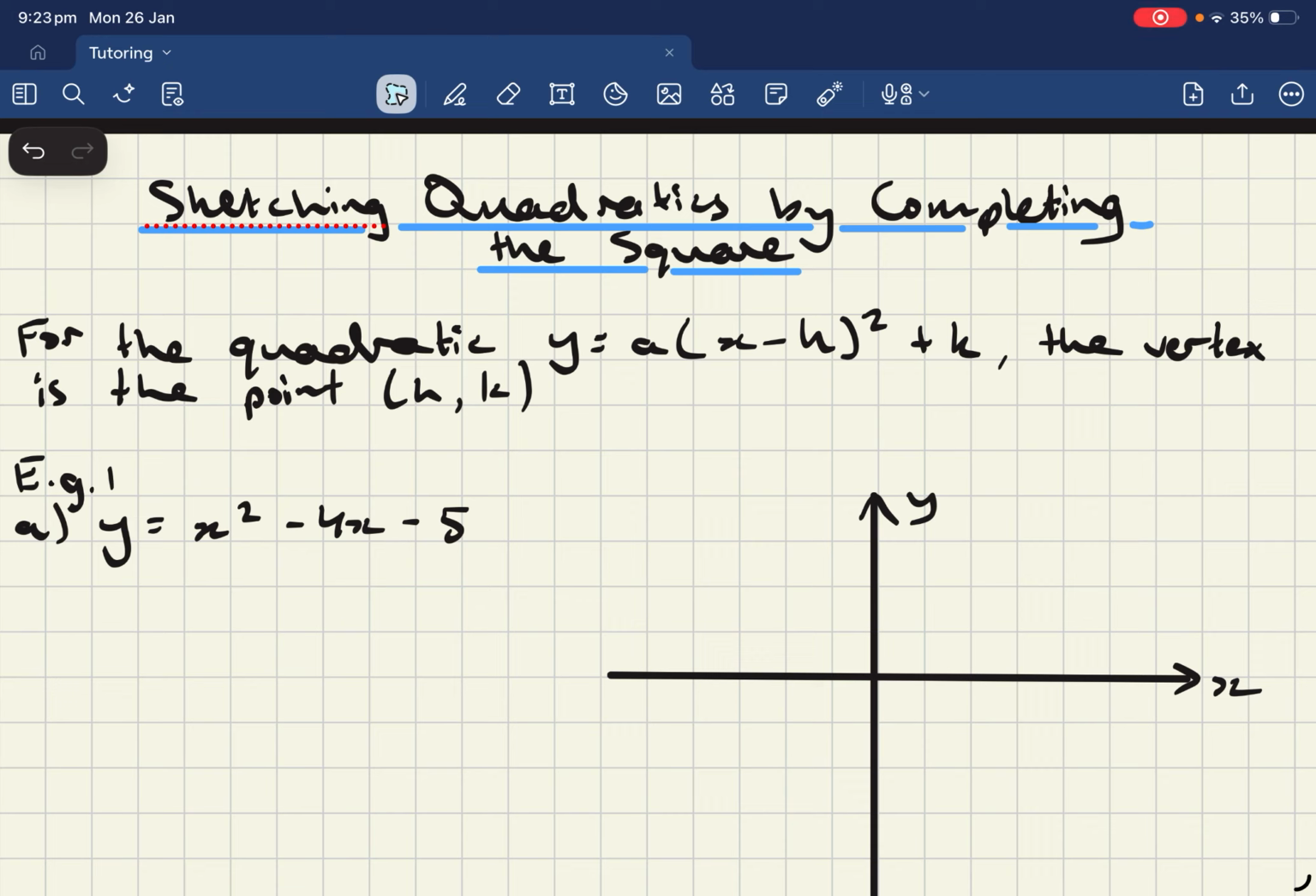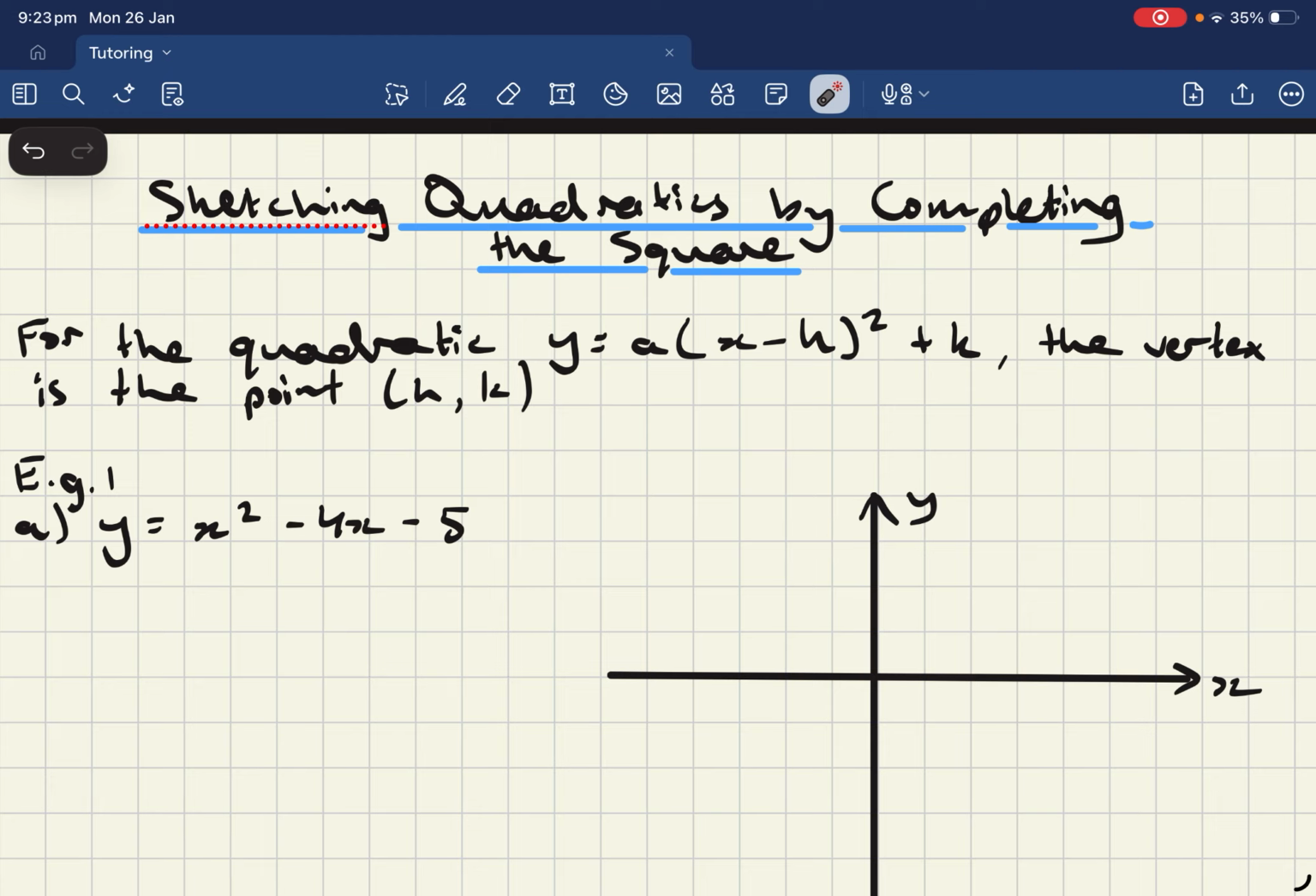So in this video, we are looking at sketching quadratics by completing the square. We've covered completing the square in the previous video, so this is assumed knowledge for this particular technique of graphing. Now, what I've got here in the key ideas is that for a quadratic in the form of y equals a, which is just some coefficient that dilates the graph, outside of x minus h squared plus k, you may recognize this form from when we completed the square.